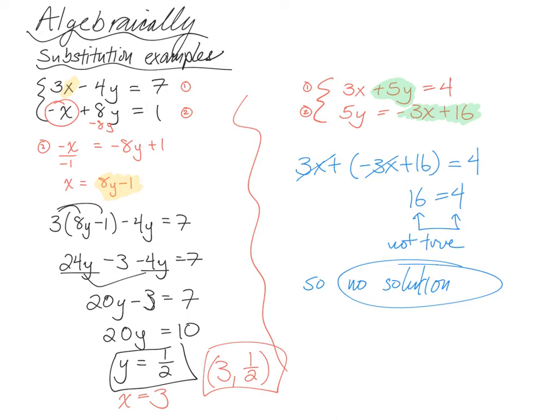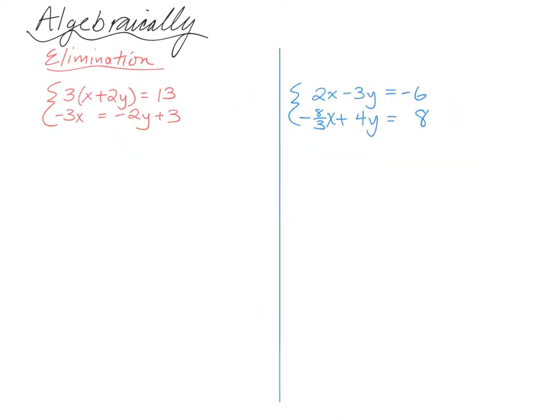Okay, let's take a look at elimination. 2 elimination examples here. And something I didn't mention when I was going over the elimination concept a few slides ago is that elimination works best when you have all of the variable terms on the left side of the equation and all of the constant terms on the right side of the equation.